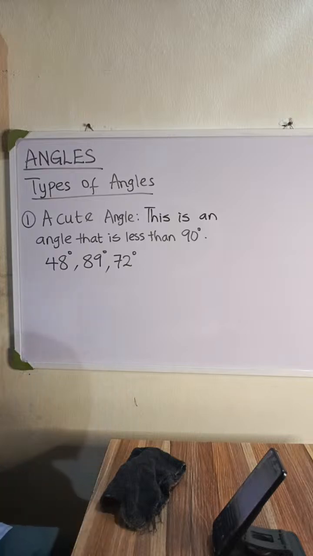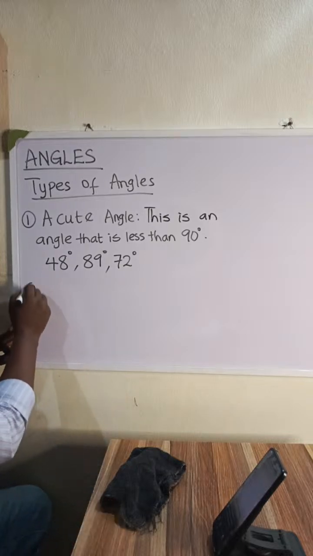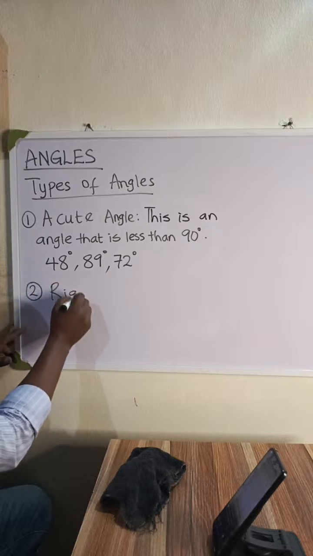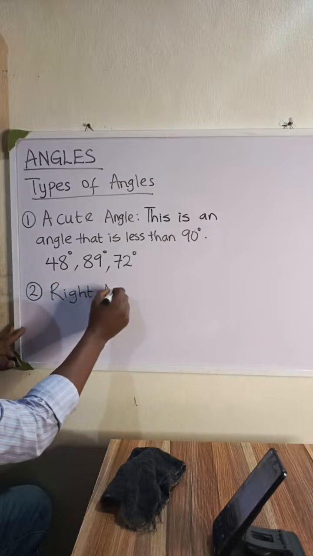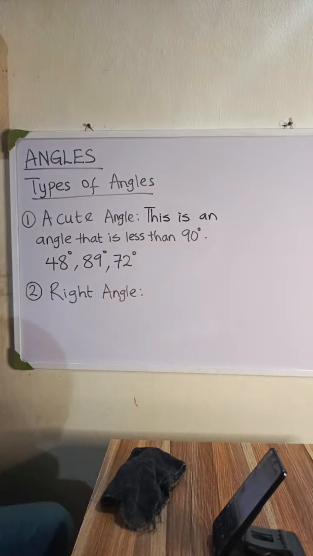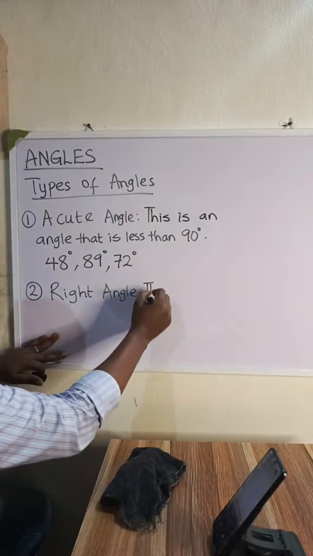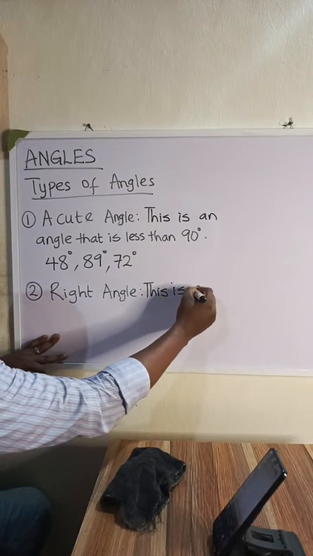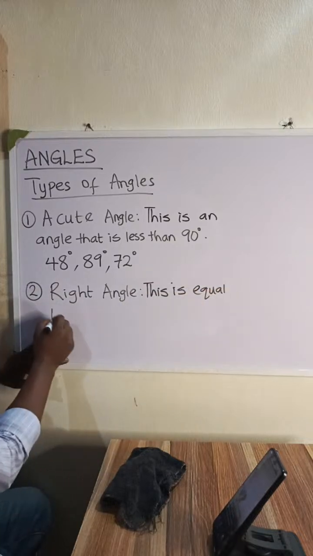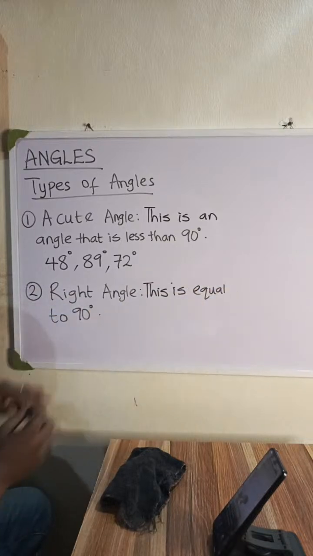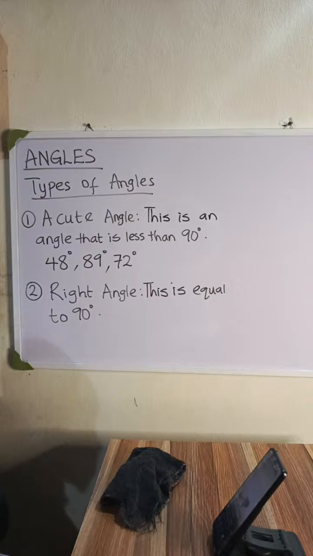The next type of angle is the right angle. A right angle is an angle that is exactly 90 degrees. So a right angle is equal to 90 degrees.